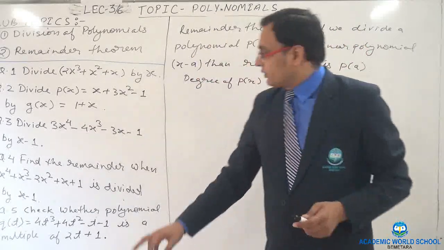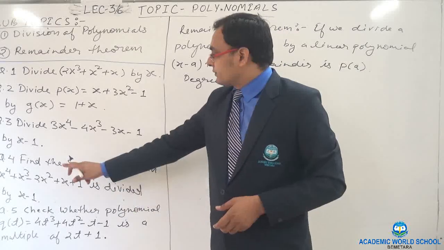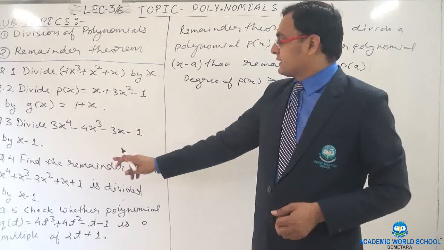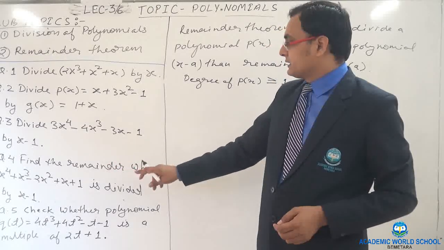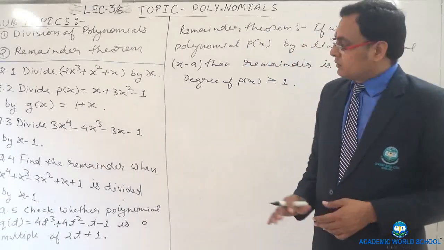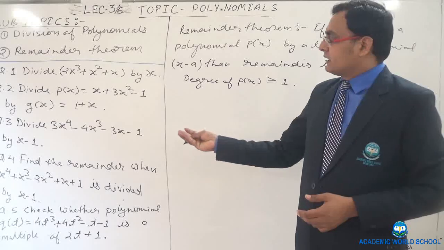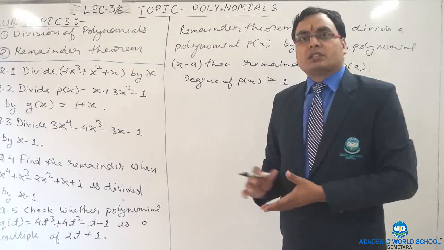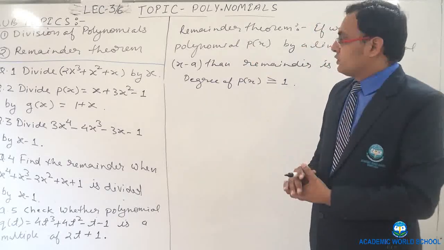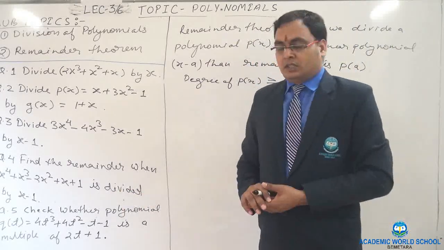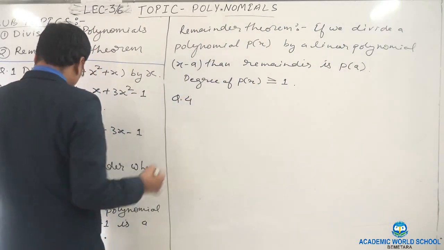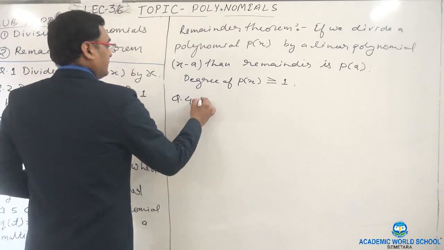For example, here in question number 4, we are asked to find the remainder when x to the power 4 plus x cube minus 2x square plus x plus 1 is divided by x minus 1. So we are just interested to find the remainder only. No need to find the quotient and all. So we can apply this remainder theorem to find the remainder here. We are dividing this polynomial p(x). What is the polynomial p(x)? We will write here.